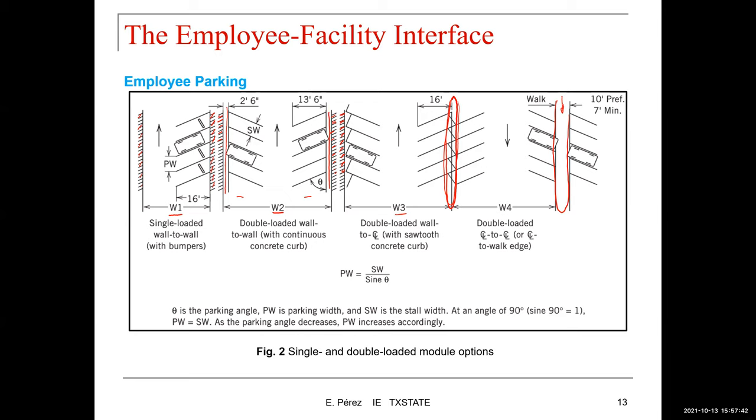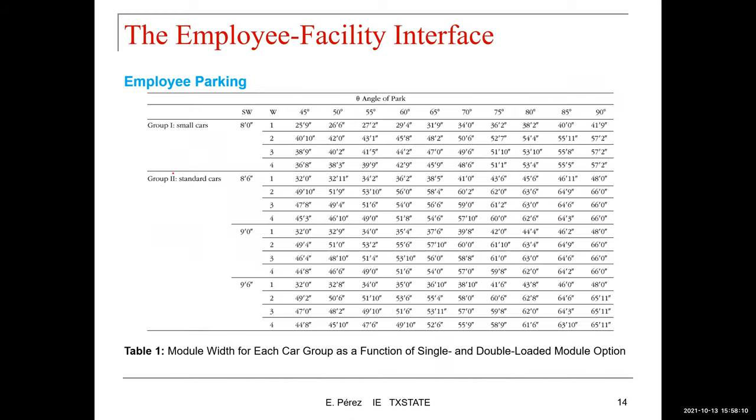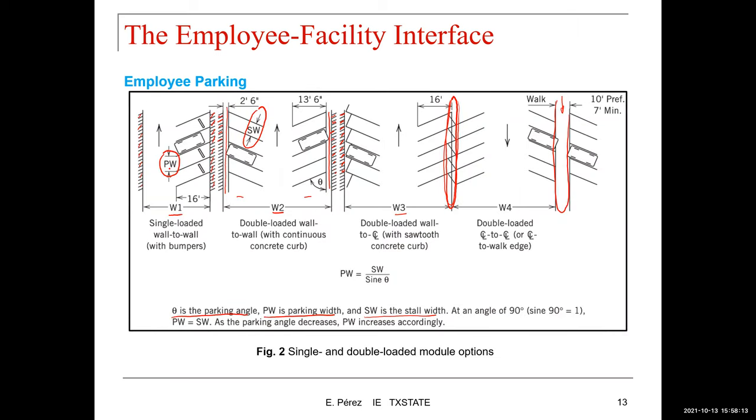So theta is the parking angle. So let me define that. PW is the parking width. So that's what we are illustrating here. SW is the stall width. So it's this dimension here. So one dimension is perpendicular. This one is vertical, I'm sorry. So you see here, you have parking with these vertical lines, and this one is perpendicular.